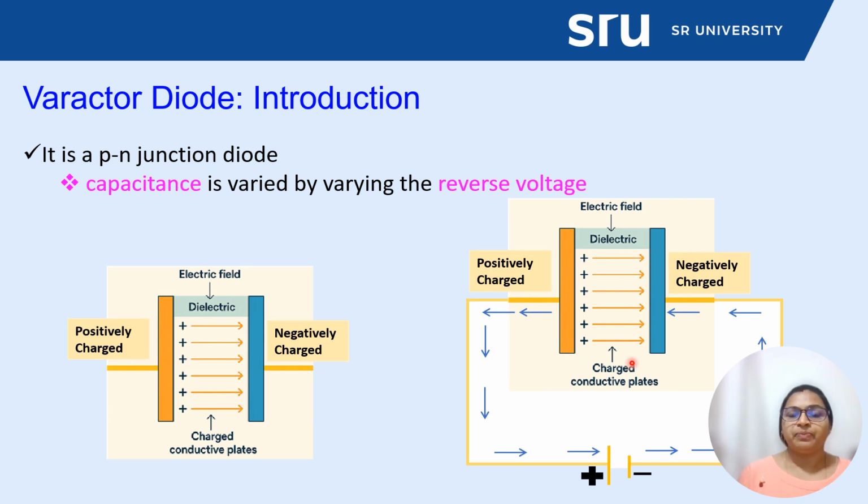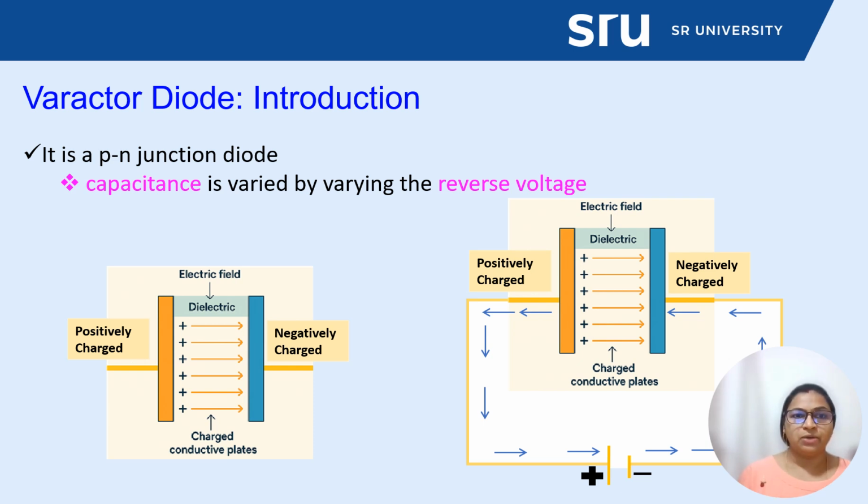So this is now clear: capacitance, we know, has the ability to store electric charge. So both plates will store the charges, and thus there exists a capacitance in the plates.